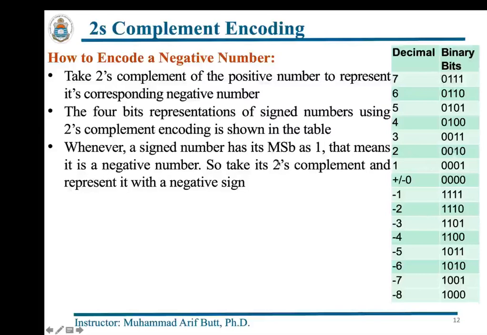Please do practice that. Whenever a signed number has MSB, most significant bit, as 1, that means this is a negative number. So if you want to know what this number is, you take its 2's complement and represent it with a negative sign. So this is 1 1 0 1. You take the 2's complement, which is 0 0 1 1, which is 3. You represent it with a negative sign, which becomes -3.